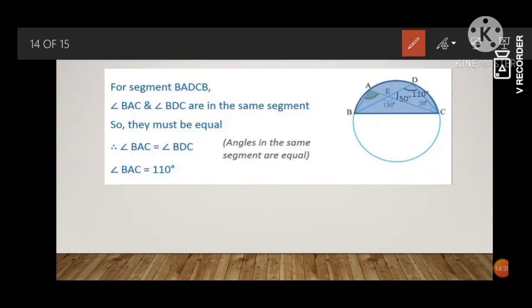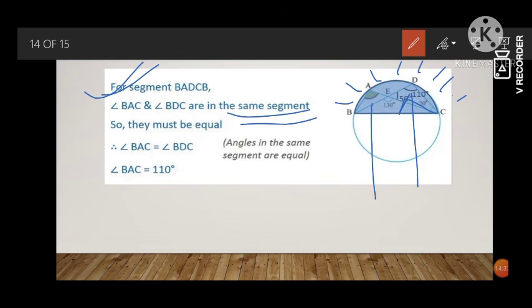Now angles in this portion are in the same segment. BADC is a segment, and the angle at D and the angle at A are angles in the same segment. So whatever value we get for D, the same value will be for A. Therefore, angle BAC is equal to angle BDC, which is equal to 110 degrees.